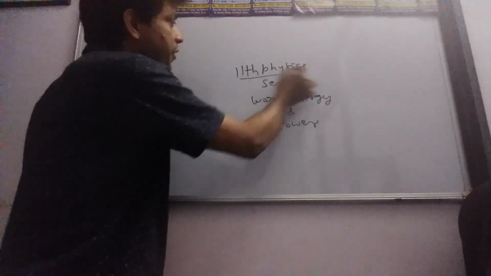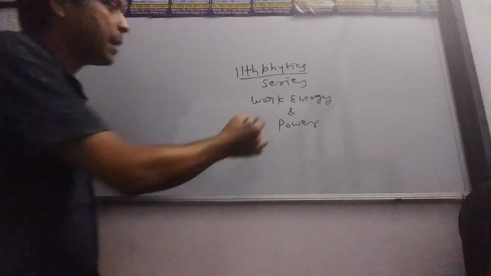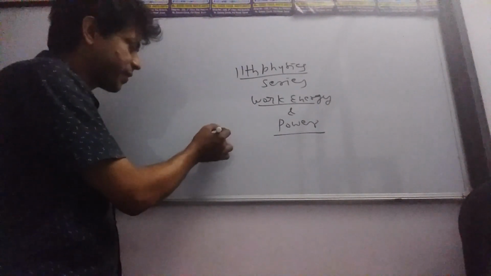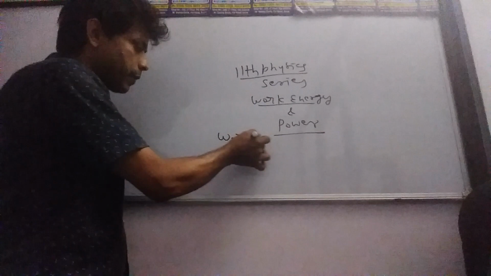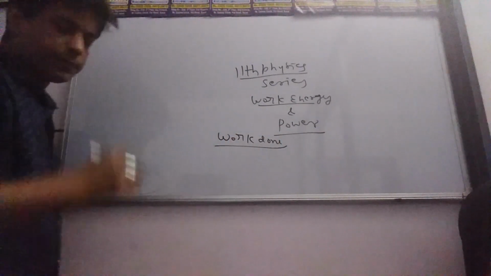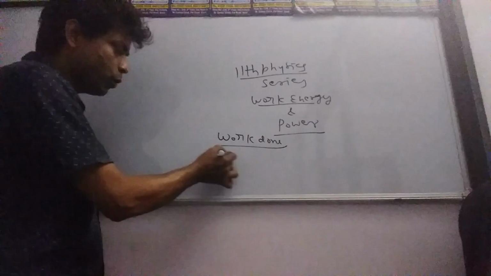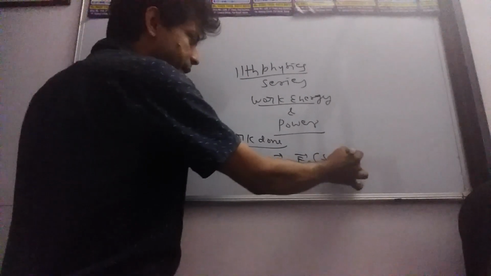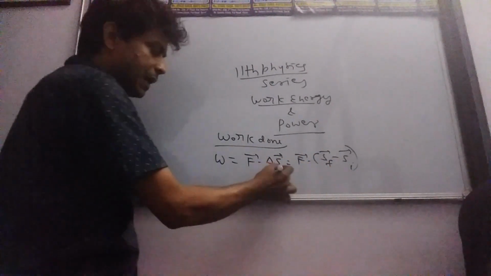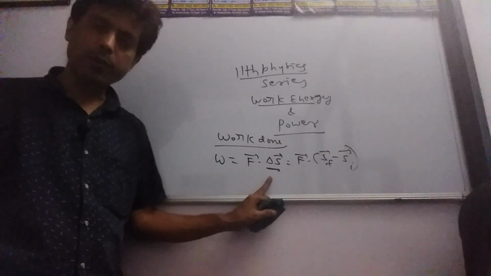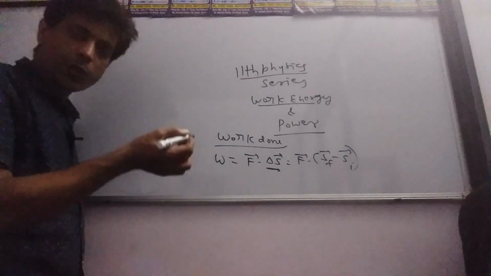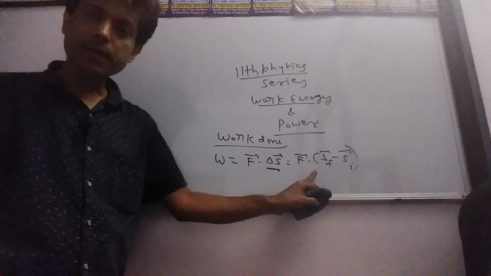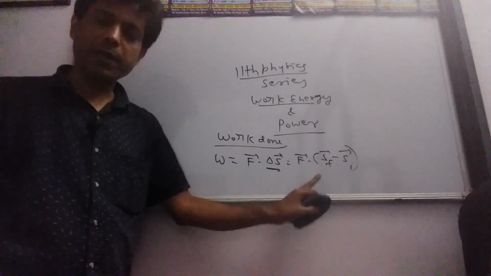So presently I am discussing the 11th physics series, and the chapter name is Work, Energy and Power. Already I have discussed in the previous clip the work done, various types of work done, like W is equal to F dot delta S, F dot (S final minus S initial). Delta S is the finite displacement. Whenever you are calculating the work done, first get the idea whether it is path dependent or independent.